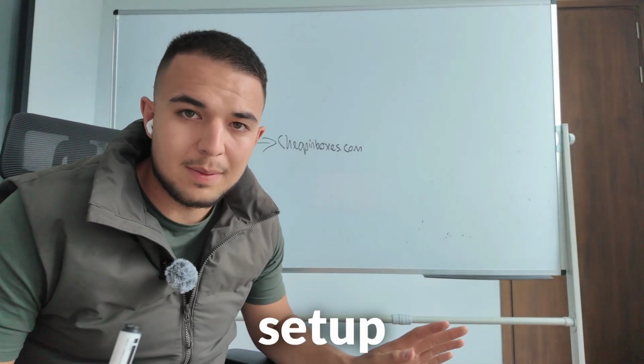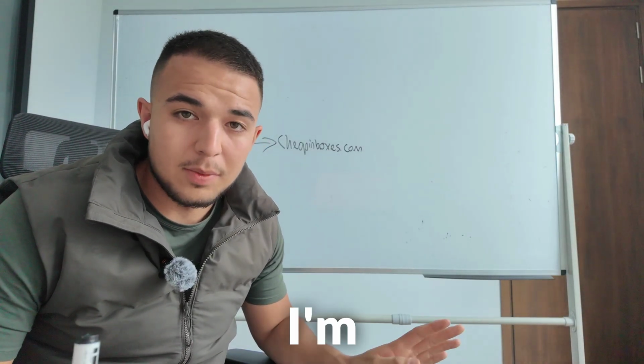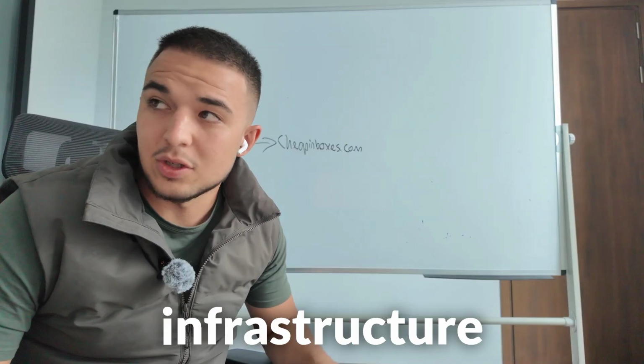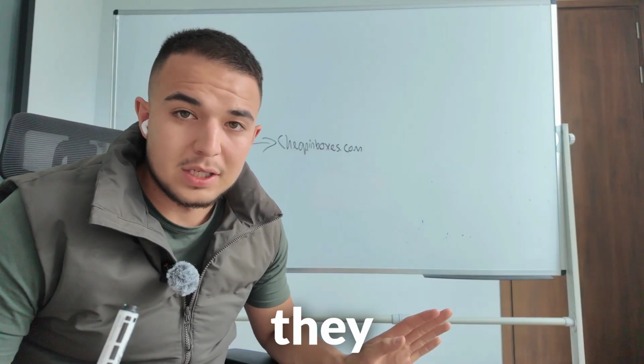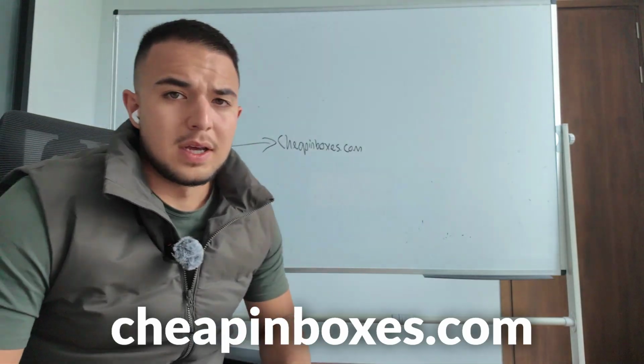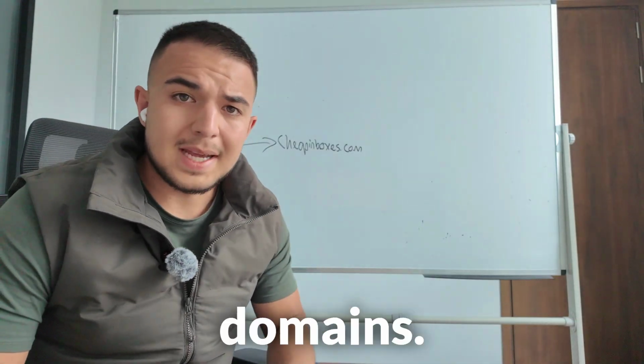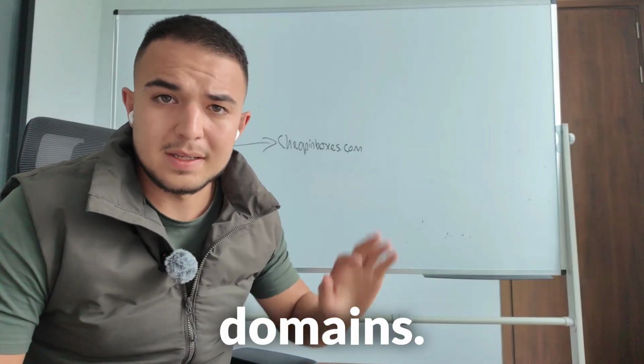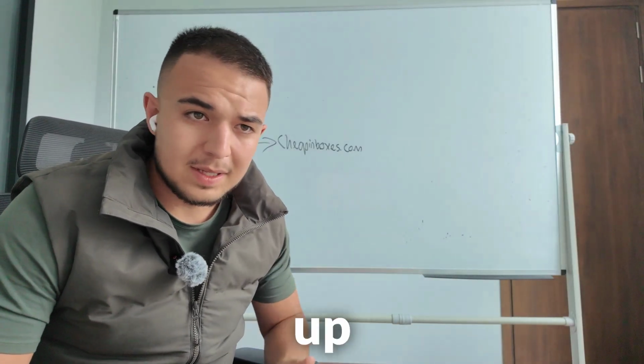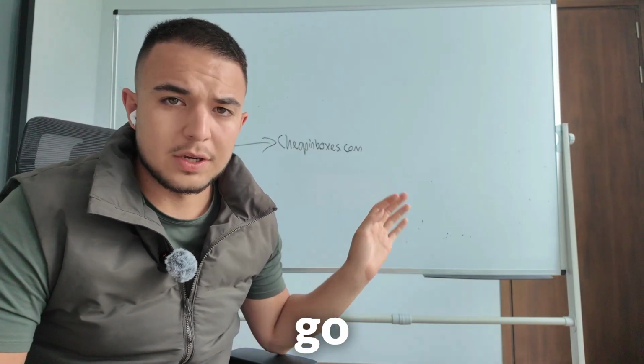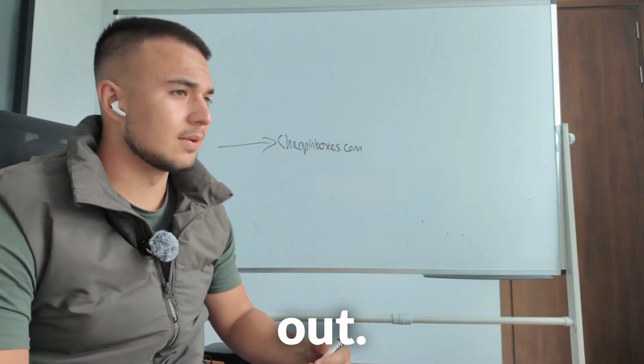They help you do the setup for you, right? No, I'm not affiliated with them. I buy my infrastructure from them and they sort it out. Cheap Inboxes is where you want to go. You'll have to get domains. They can help you buy the domains, set up the names, and set up the emails, all that sort of stuff. You want to go to Cheap Inboxes and then they'll sort you out.